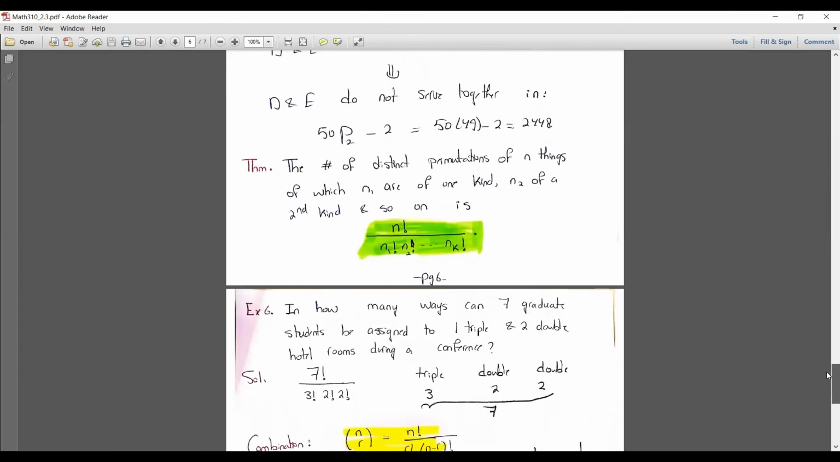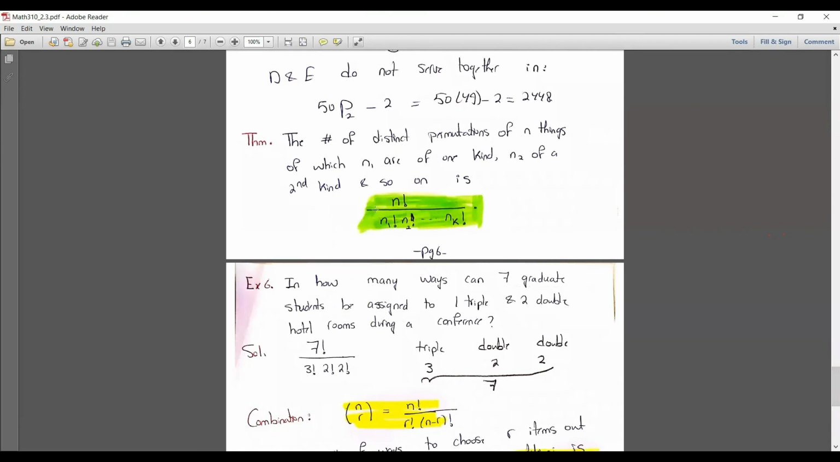Okay, guys, let's look at this rule or theorem. We are saying that the number of distinct permutations of n things of which n1 are of one kind, n2 of second kind, and so on is n factorial over n1 factorial, n2 factorial till nk factorial. I'm going to illustrate this one via this example, guys.